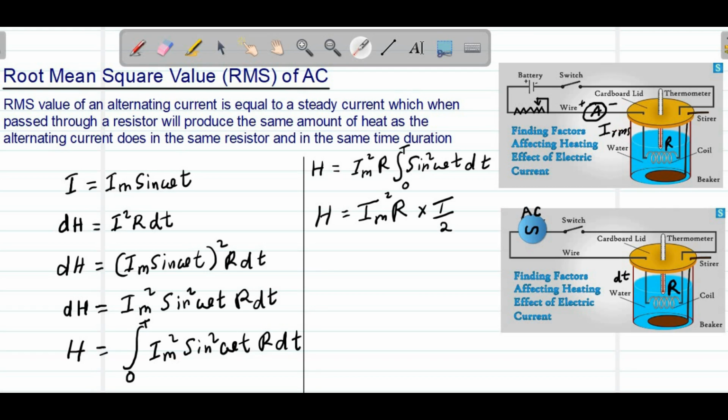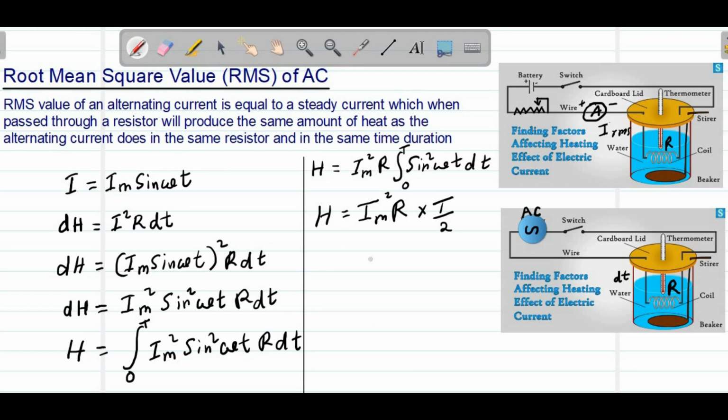So what is the DC here? That can be considered as the effective value of this AC. That is what is called the RMS value. So now we consider this DC current or steady current IRMS. When it flows through this resistor, it produces the same heat energy.